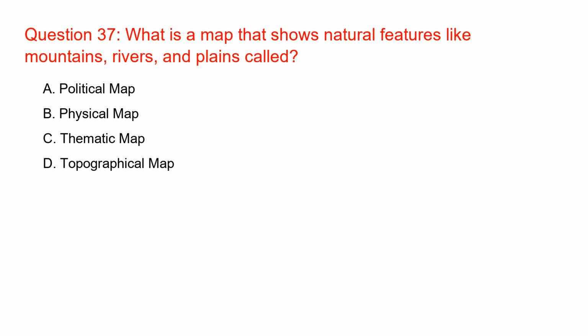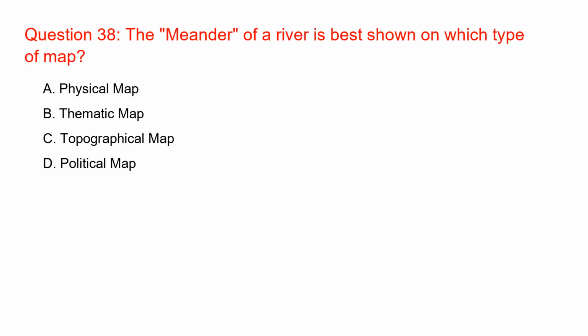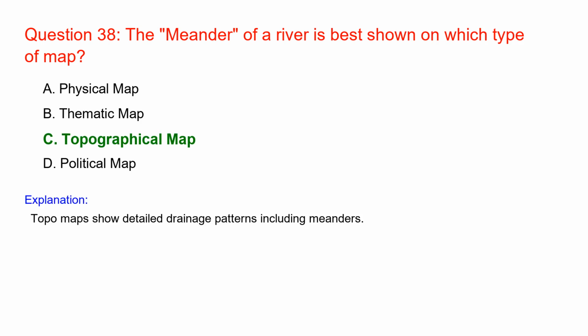What is a map that shows natural features like mountains, rivers, and plains called? Physical map. Physical maps represent the natural relief features of the earth. The meander of a river is best shown on which type of map? Topographical map. Topo maps show detailed drainage patterns including meanders.